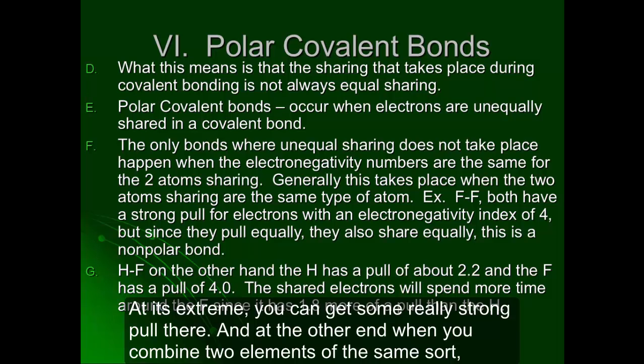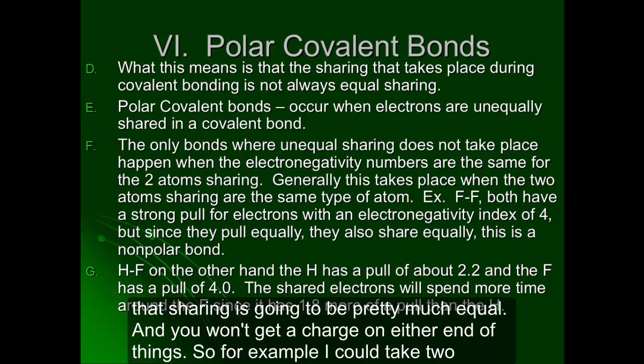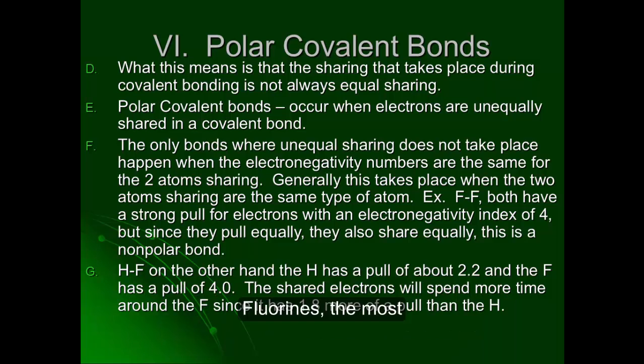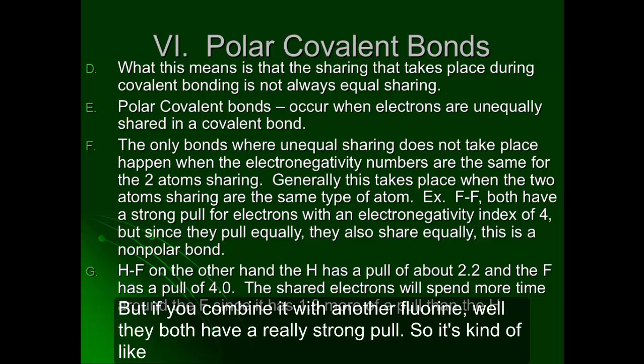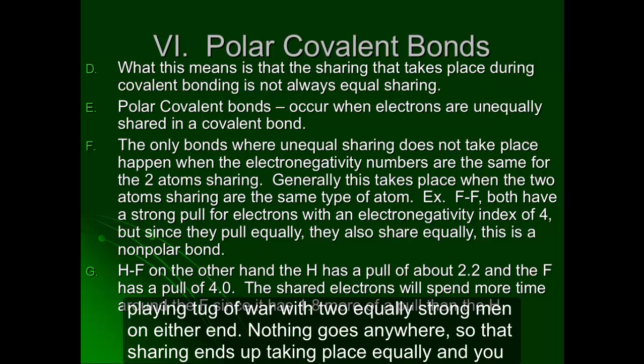At the other end, when you combine two elements of the same sort, that sharing is going to be pretty much equal, and you won't get a charge on either end of things. So for example, I could take two fluorines, most electronegative element on the periodic table. So you look at that and you're like, oh, this is going to be polar. But if you combine it with another fluorine, well, they both have a really strong pull. So it's kind of like playing tug-of-war with two equally strong men on either end. Nothing goes anywhere. So that sharing ends up taking place equally, and you have what's called a non-polar bond.